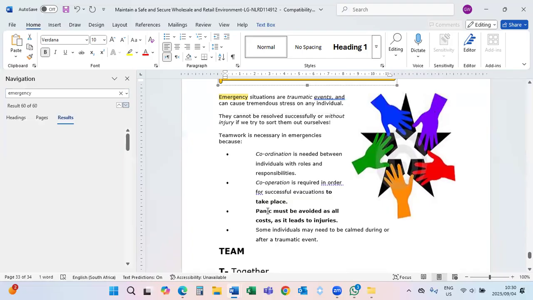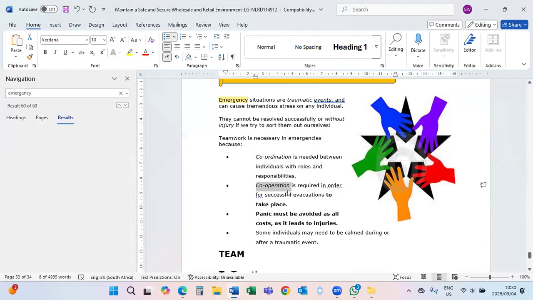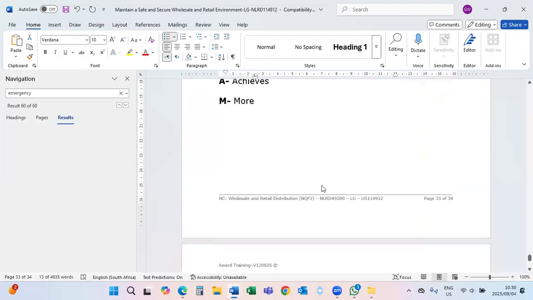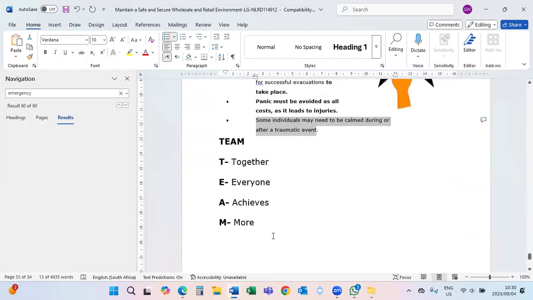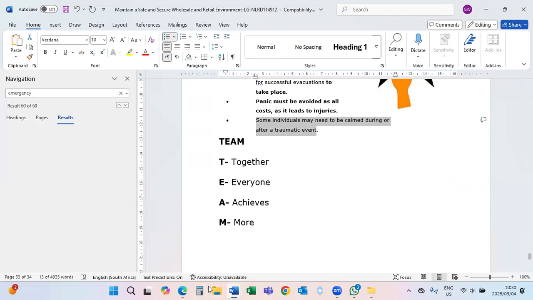Okay, so you would want to use this. In a medical emergency, people must coordinate with each other, cooperate with each other. Panic must be avoided as it leads to injuries. Some individuals may need to be calm during a traumatic event. So there's the kind of emergency situations, what you would do, how you would handle it. That's the kind of thing that's asked there. And if you've got a procedure specifically at your organization, you're more than welcome to list that as well. That would be perfectly fine.